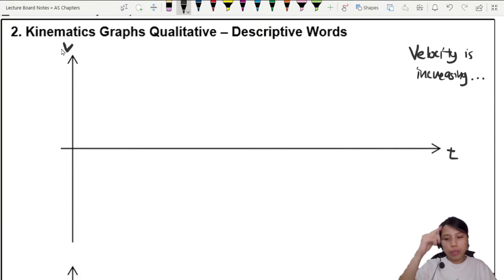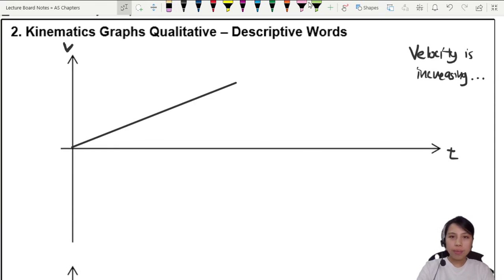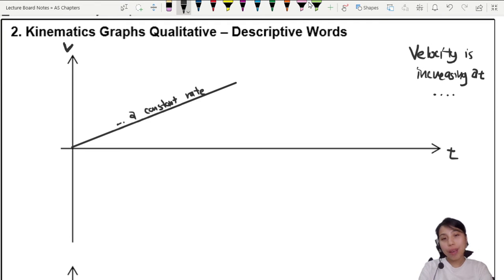And what are the graphs I can draw? The first one is if it's a straight line. But you cannot say velocity is increasing in a straight line. No, we want to say velocity is increasing at, we need to fill in the blank. Here we're going to say at a constant rate. Rate is pretty much referring to gradient. That's the first one. But what else can we draw?